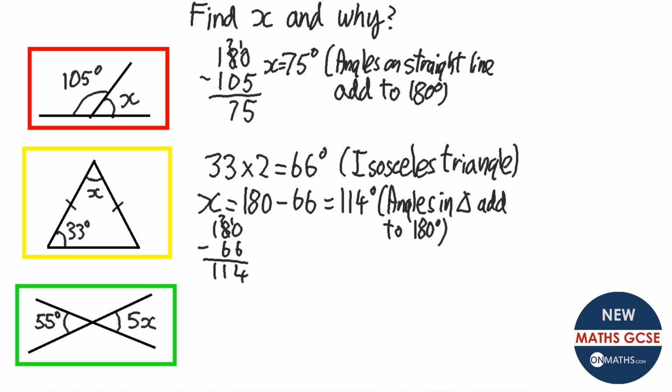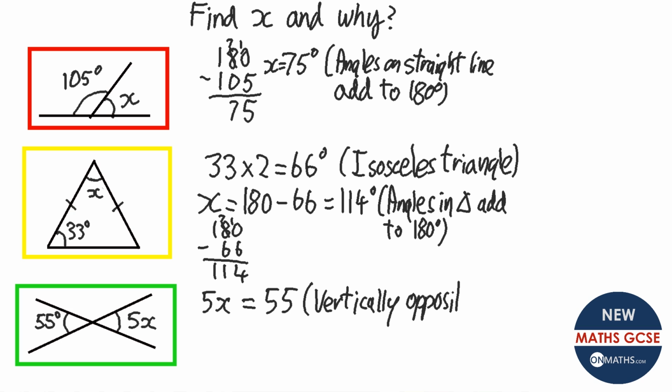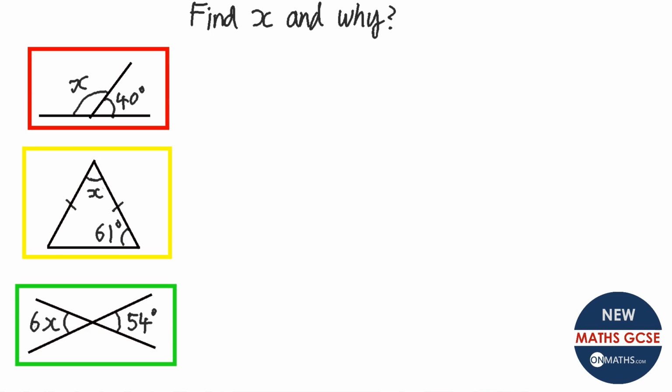Okay, so for the last one, now we know that 5x is equal to 55. The reason for that is vertically opposite angles. Now to finish this off, we need to know what x is. So I'm going to do my lines down. I'm going to divide both sides by 5, because the 5 in that 5x is a times 5. And so we've got x equals 11 degrees. Okay, have a go.